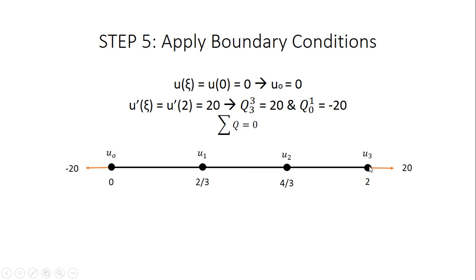So the 5th step is to apply boundary conditions. Remember, we were told that U of 0 equals 0. So at x is 0, it equals 0. Therefore, our displacement is equal to 0 at U naught. So this end is being held fixed. Then we were told that U prime at x equals 2 is equal to 20. So this means that there's a force of 20 over here at x equals 2. But remember, forces need to be equal and opposite, so the sum of the forces has to be equal to 0. Therefore, we must have a negative 20 force over here at x equal to 0.